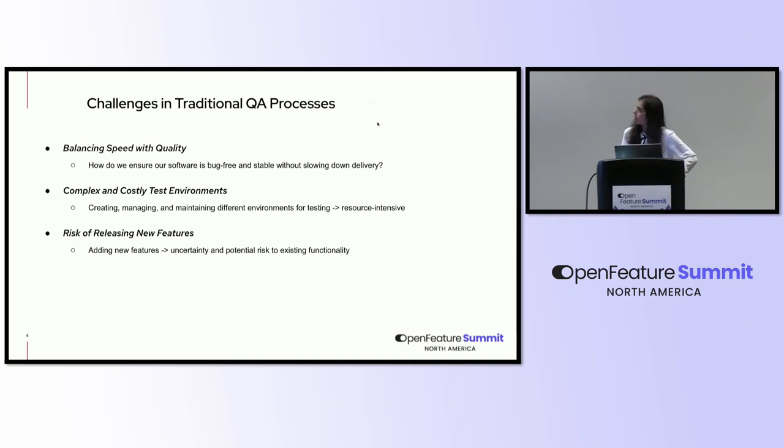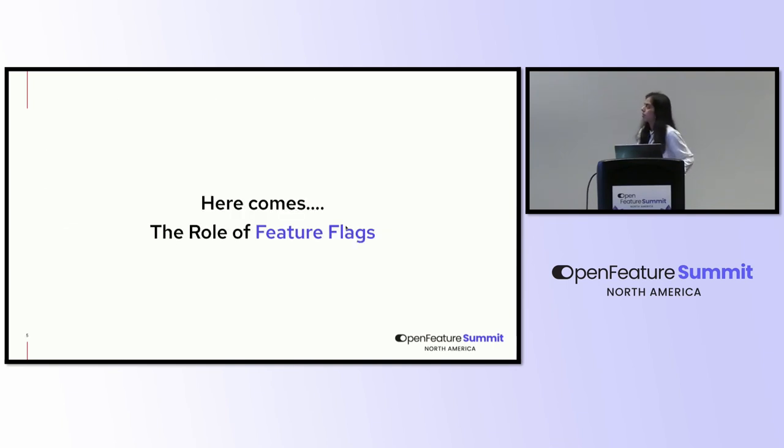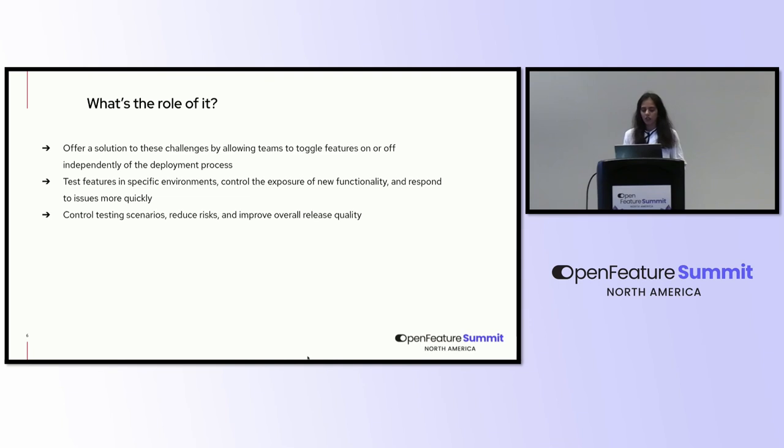So here comes the role of feature flags. We will discuss what the role of feature flags in QA is. Feature flags offer a solution to all the challenges I shared by allowing teams to toggle features on and off independently of the deployment process. With feature flags, teams can test features in specific environments, whichever way you want, controlling the exposure of new functionality and responding to issues more quickly. It will save you time and give you the outcome you want, right? By integrating feature flags into the QA process, we can better control testing scenarios, reduce risk, and improve overall quality.